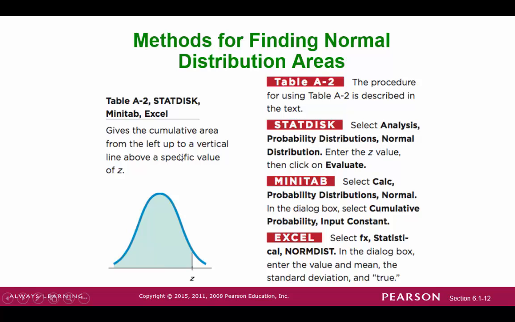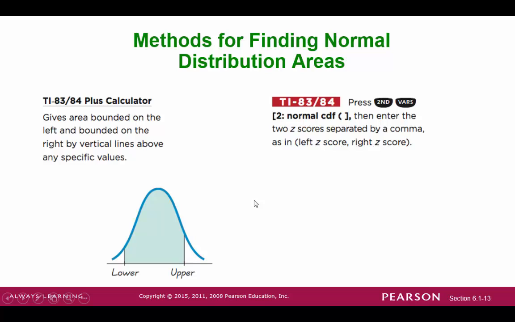So just to show you the different ways to find the areas using table A2, StatDisk, Minitab, and Excel, you can find these instructions at the end of the section in your textbook. Again, our focus will be using the TI-83 or 84 calculators, and our main command here would be called normal CDF.